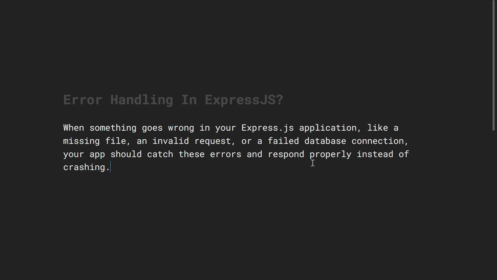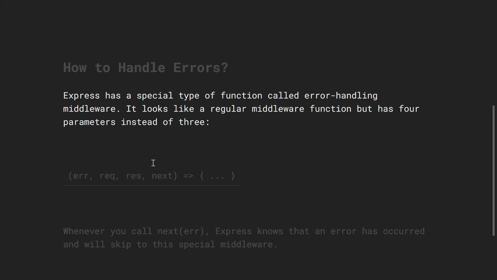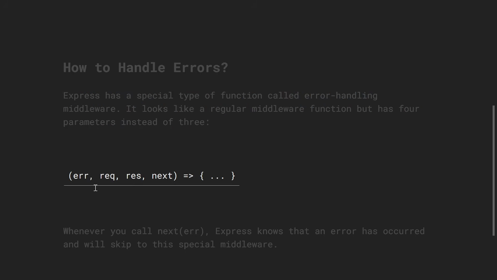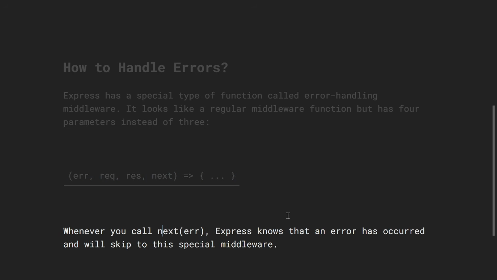In Express.js, we have a special type of function called error handling middleware. It looks like a regular middleware function, but it has 4 parameters instead of 3. So if I look at this middleware, the first parameter will be error, the second will be request, the third is response, and the next one is next, that is the callback function. When you call the next function, Express knows that an error occurred and will skip to this special middleware.